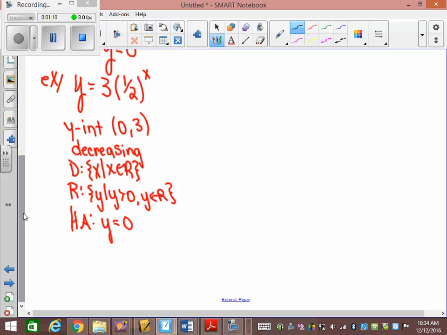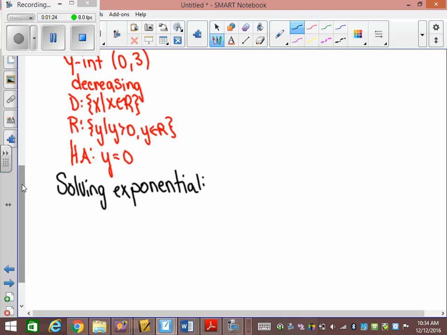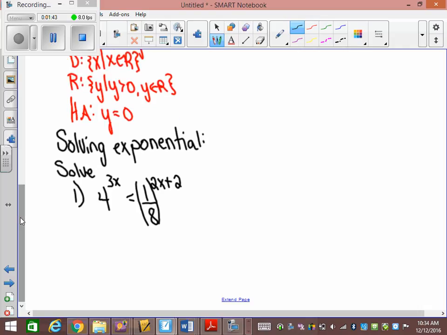The next thing we're going to go over is solving exponentials. There are 3 ways to solve. Number 1, 4^(3x) equals (1/8)^(2x+2). Now, remember, I told you if you have 2 bases with 2 exponents, there are only 2 ways I can ask you to solve this.